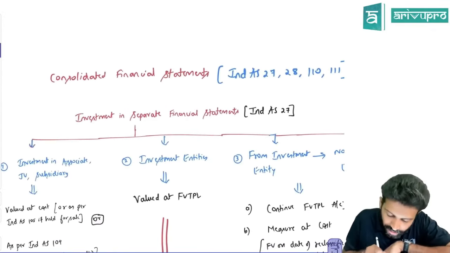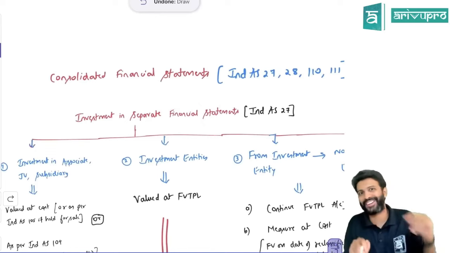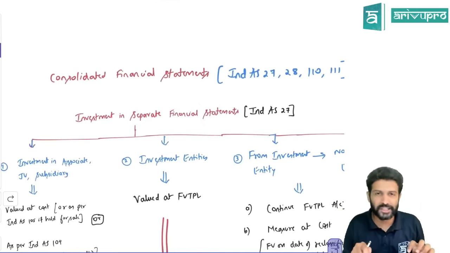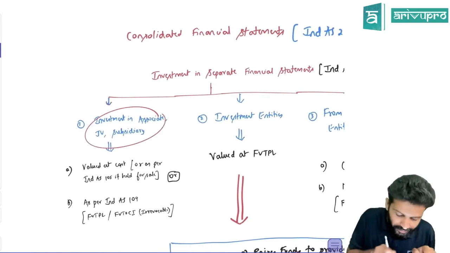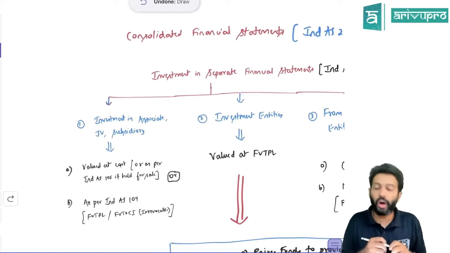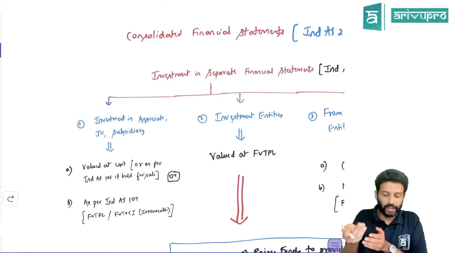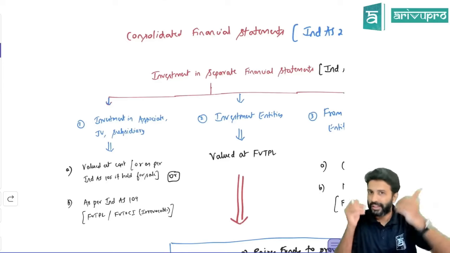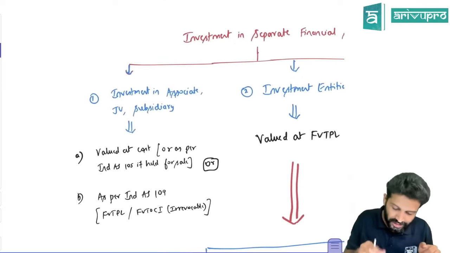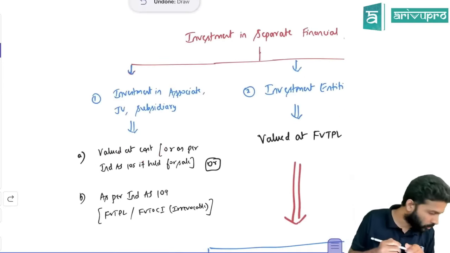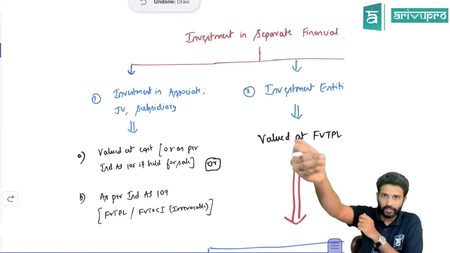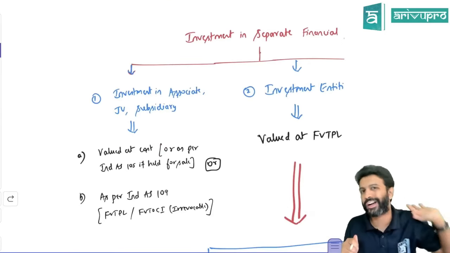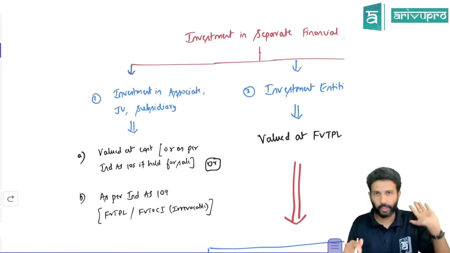Ind AS 27 talks about separate financial statements, not consolidated financial statements. It talks about separate financial statements, meaning if you have any investment in a subsidiary, associate, or joint venture, how that investment will be valued in separate financial statements. That is what it is giving the guidance on. So these investments will be either valued at cost model. Like if you purchased an investment for 10 lakh rupees, you can show it at 10 lakh rupees itself. That is one option.